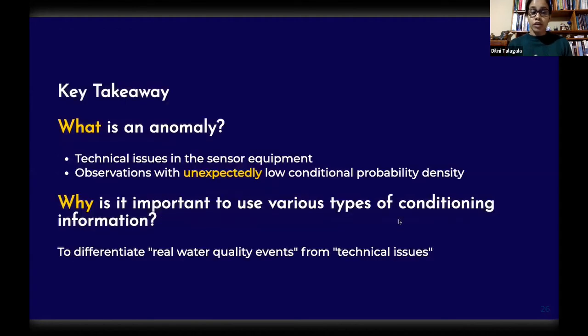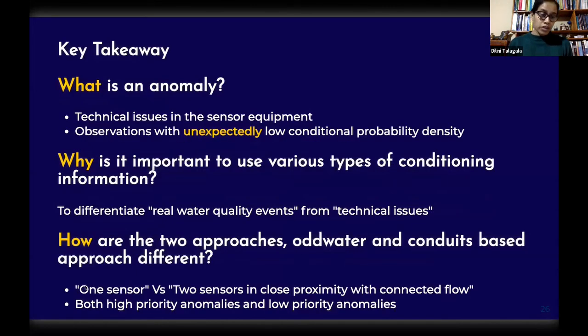My second question was, why is it important to use various types of conditioning information? Because we had a really big challenge. We want to differentiate real water quality events from technical issues, and with the available statistical anomaly detection methods, we cannot do this. And the last question is, how are the two approaches, oddwater and our new approach, different? Our previous algorithm takes information only from one site, but our new algorithm takes information from two sensors in close proximity with connected flows. And now our new algorithm can capture both high priority anomalies and low priority anomalies.